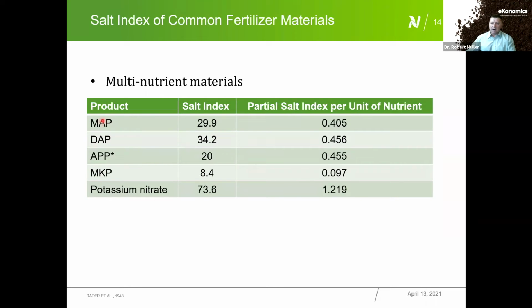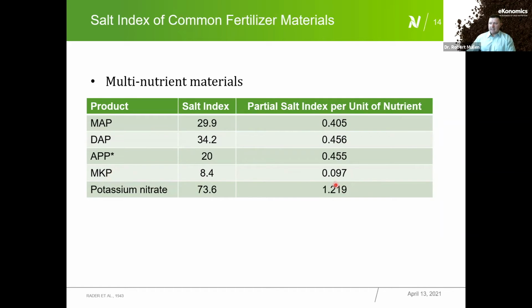So this is the sum of MAP, the nitrogen and the phosphate in the MAP, taking that salt index, dividing it by the sum of those materials, and coming up with this 0.405. Same thing for DAP, ammonium polyphosphate. And what you'll notice is these numbers are fairly similar to what we see for fertilizer grades. Actually, I differ with the math on this one. I'm not sure who's right at this point.